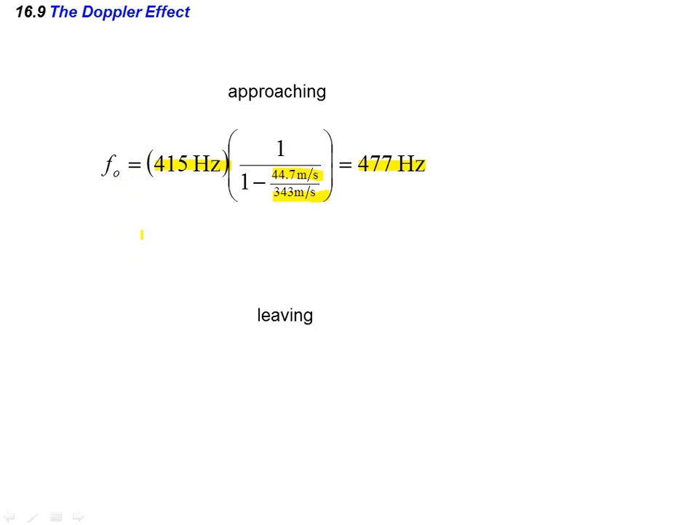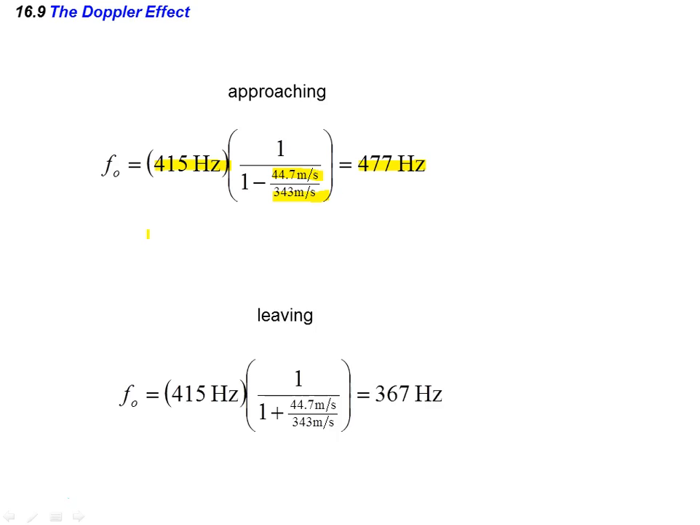Now let's see when it's leaving. What is it going to do? Well, we would expect it to be lower than 415 hertz. So using that formula, plugging in the numbers, we get 367 hertz, which is in fact lower than the 415.